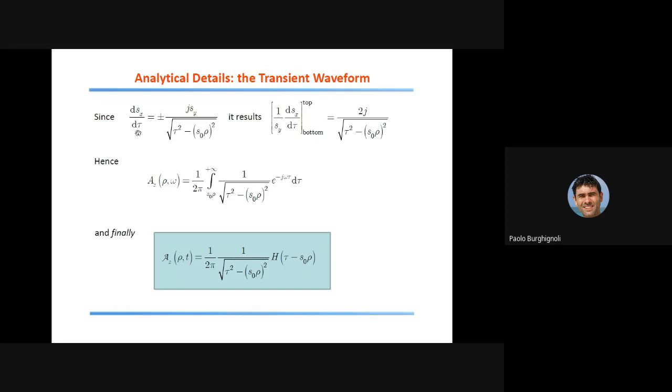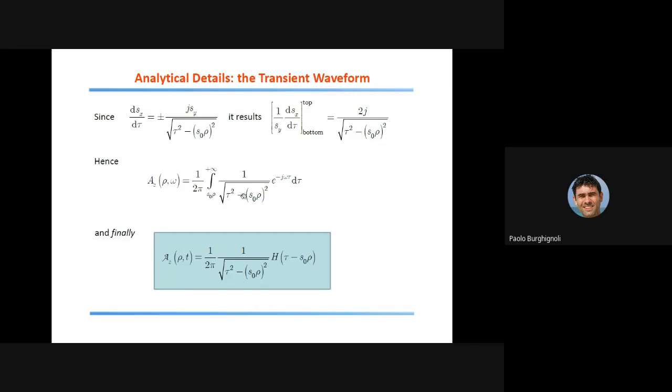We are now able to evaluate this red part of the integrand explicitly. This just requires for us to do a differentiation of Sx with respect to tau. If you do that, then you will discover that this difference between the top and bottom parts of the quantity in square brackets is equal to 2j divided by the square root of tau squared minus S0 rho squared. If you introduce this into the integral with respect to tau, you get this result that is a Fourier transform, a direct Fourier transform.